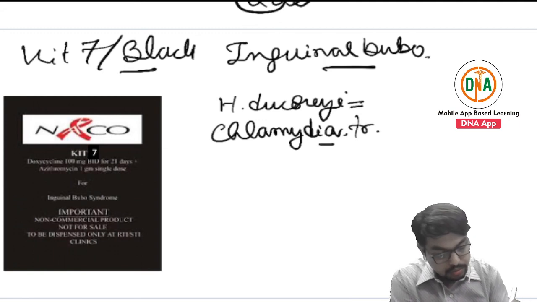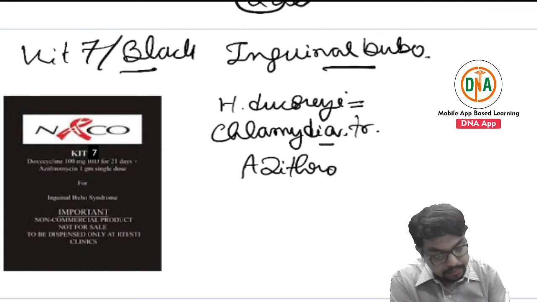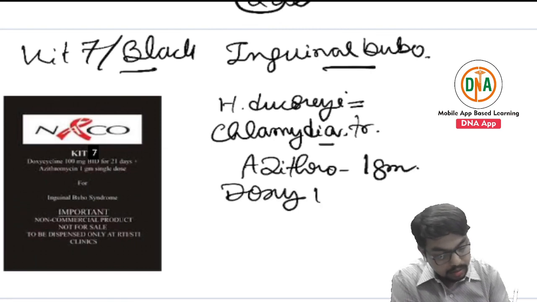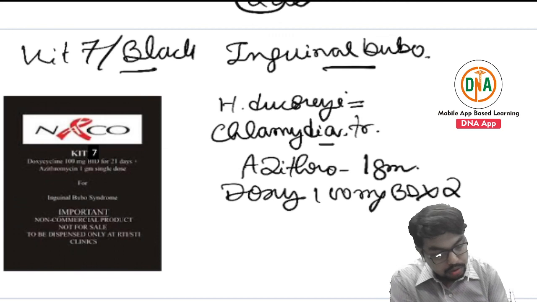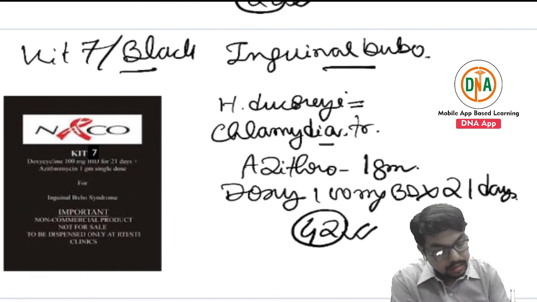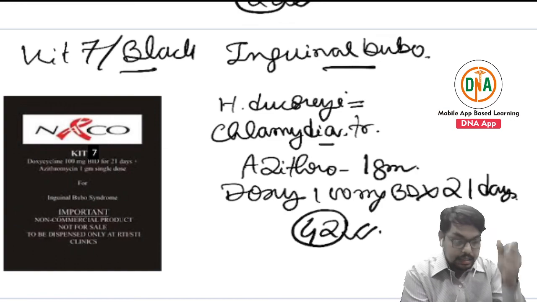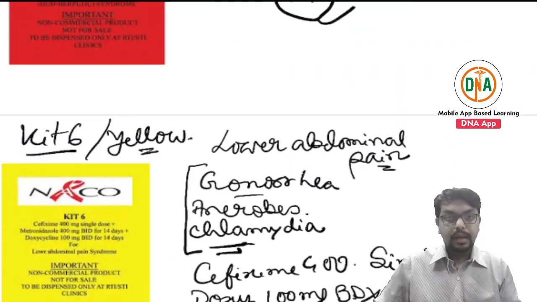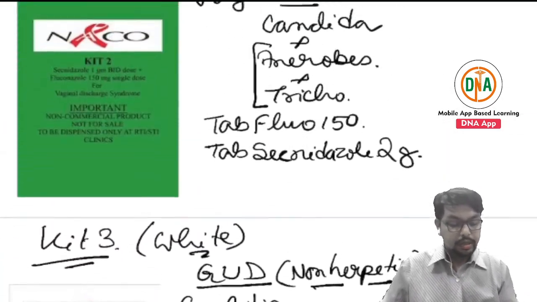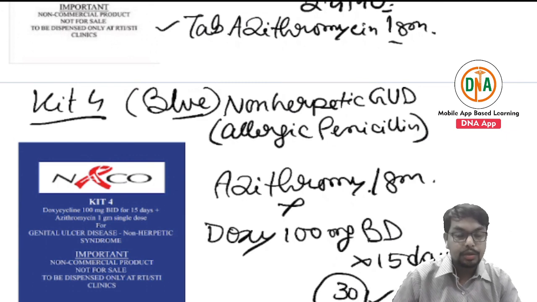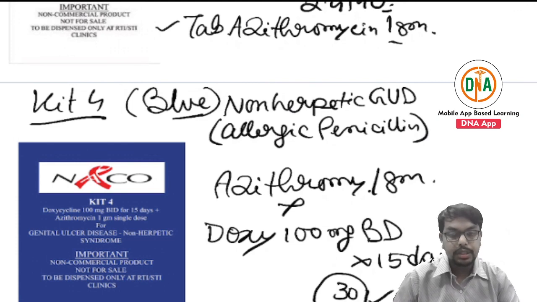So for Haemophilus ducreyi, what we give? We give azithromycin 1 gram. For Chlamydia trachomatis, we give doxycycline 100 milligram twice daily for 21 days. Okay. So here 42 tablets of doxycycline are provided. Okay, so these are the syndromic management, including the individual drug kits and respective syndromes with their etiology. Sexually transmitted infection is a very important topic. Many questions are expected from this portion as a national program is associated with it. So these kits must also be memorized, because in image based questions you can expect any of them.